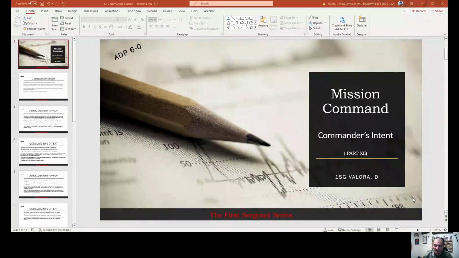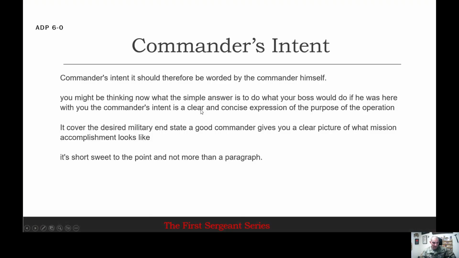All right, so mission command, commander's intent. The commander's intent should be worded by the commander himself. This is something the commander has to develop on his own. The commander's intent is a clear and concise expression of the purpose of the operation. It covers the desired military end state. A good commander gives you a clear picture of what mission accomplishment looks like. It's short, sweet, to the point, and not more than a paragraph.